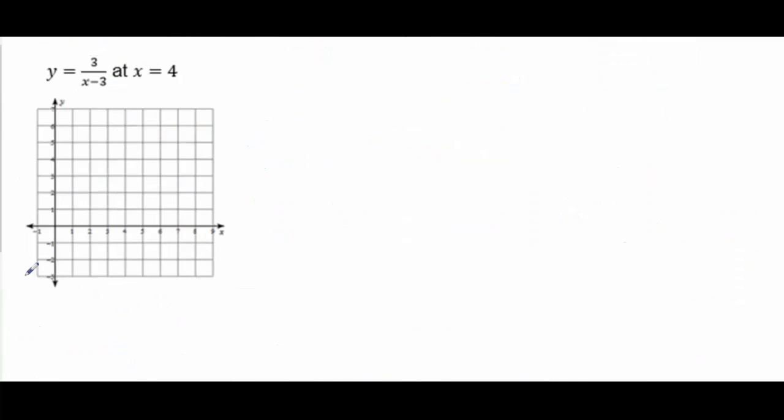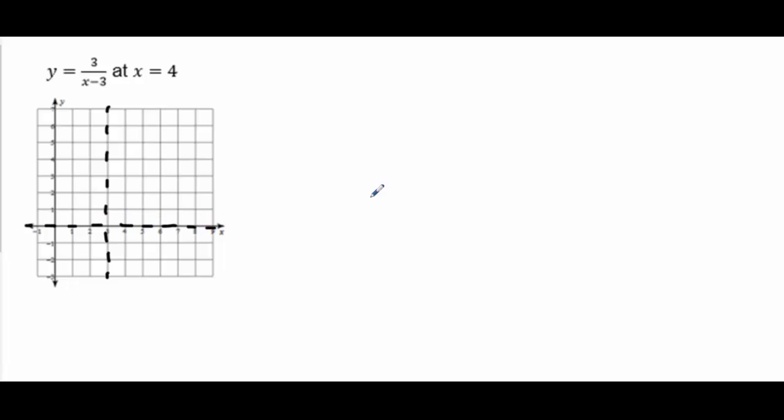We're going to do another one, and this one is a fraction. So I'm going to go ahead and graph it. This has a vertical asymptote at 3. So that's where if I set the bottom equal to 0 and solve, that's what I get for my vertical asymptote.